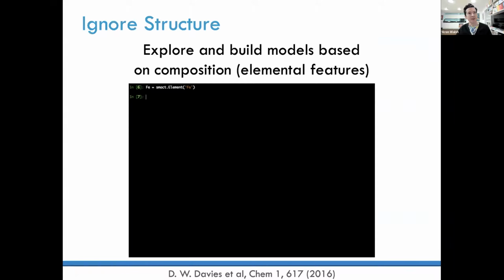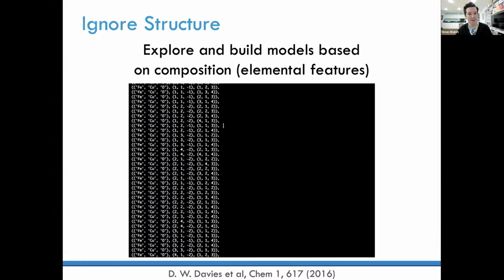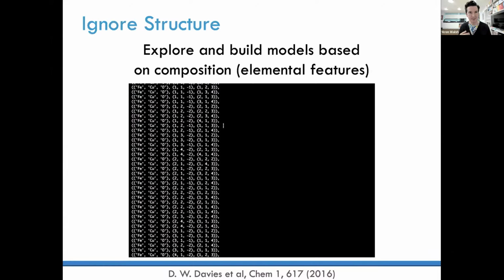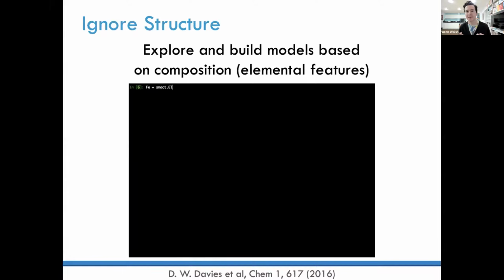But I think the key approximation at the beginning was really trying to simplify the problem of exploring chemical spaces. So saying, okay, let's ignore structure. Let's try to explore and build models based purely on composition or element features. So can we look at balancing charge, balancing electronegativities, having some metrics for stable oxidation states, and things like that. So that was sort of the approach that we followed.